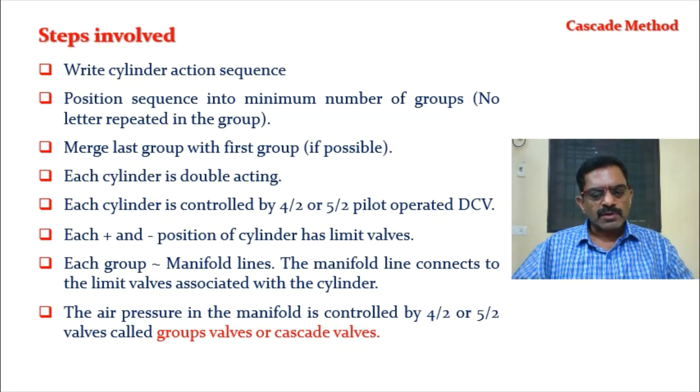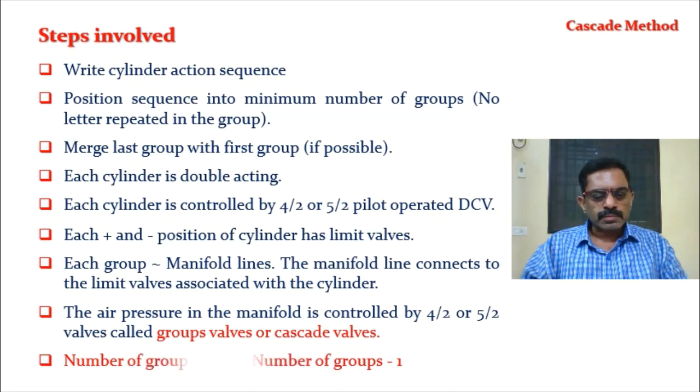If you follow this, you can design a cascade circuit very easily. Suppose you have 2 groups, there you are going to have only one group valve. So one group valve or one cascade valve. This is the thumb rule. You have to follow this very strictly.